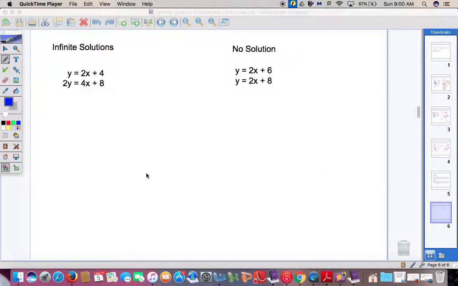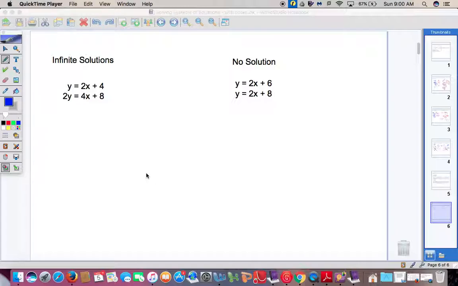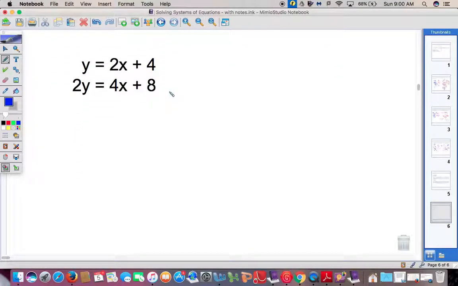For infinite solutions, let's just look at one equation that could happen. If I see a question like this, hopefully you would say, oh, substitution would be the way to go. That's simply because I have one equation in terms of my variable y. So I have y equals 2x plus 4. If I substitute 2x plus 4 in for y, I would get 2 times (2x plus 4) equals 4x plus 8.